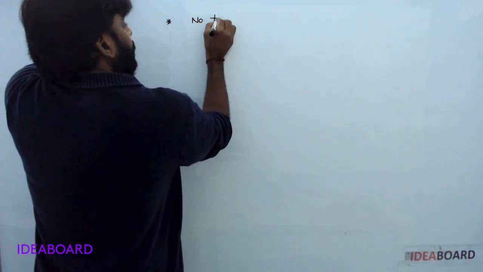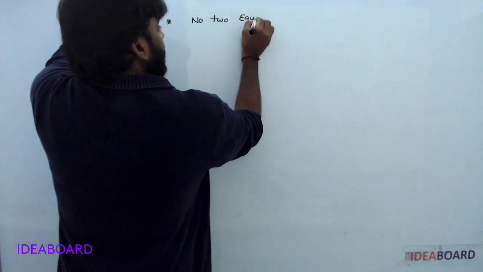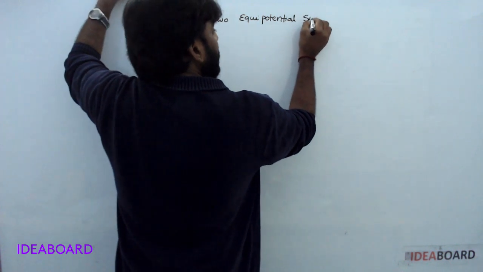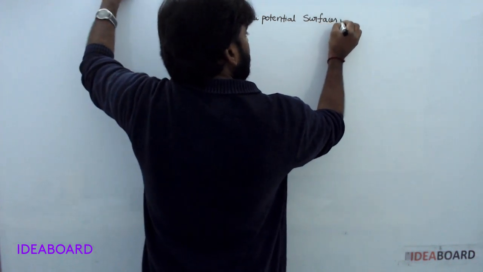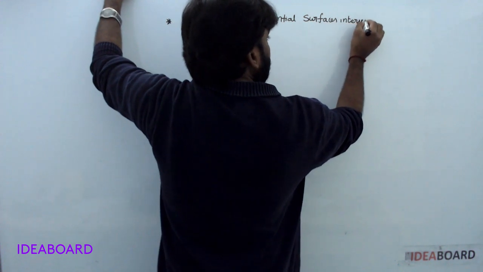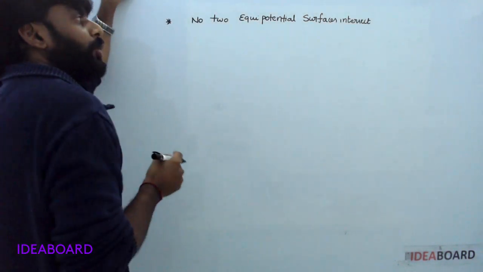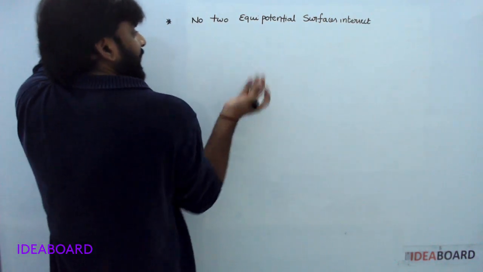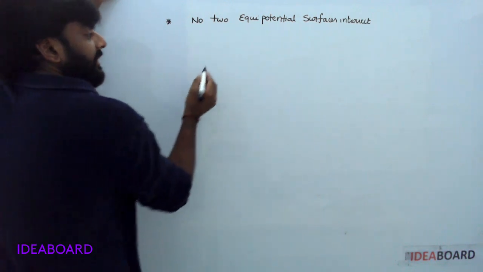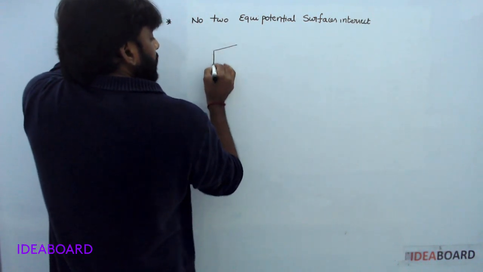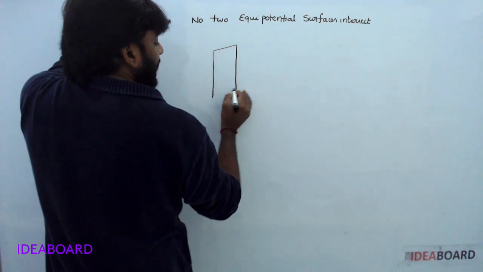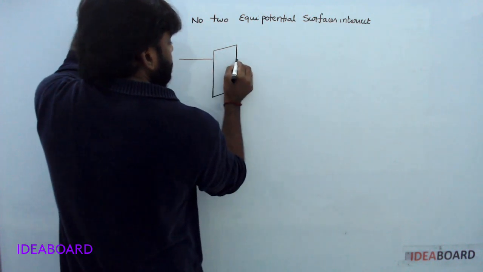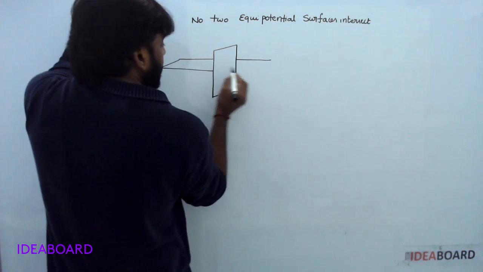No two equipotential surfaces intersect. Why are these two not intersecting? If in case two surfaces intersect, what happens? It is one of the surfaces. This one is another surface.